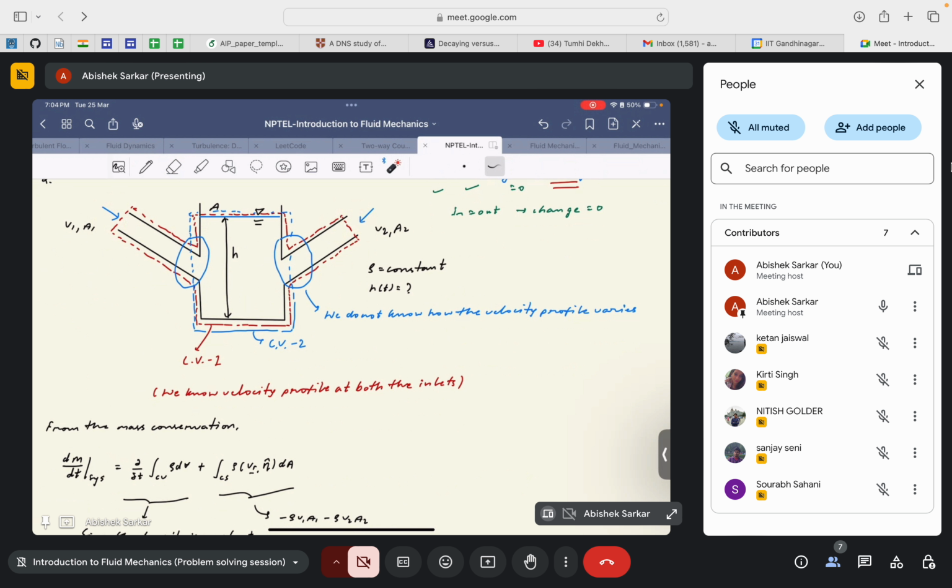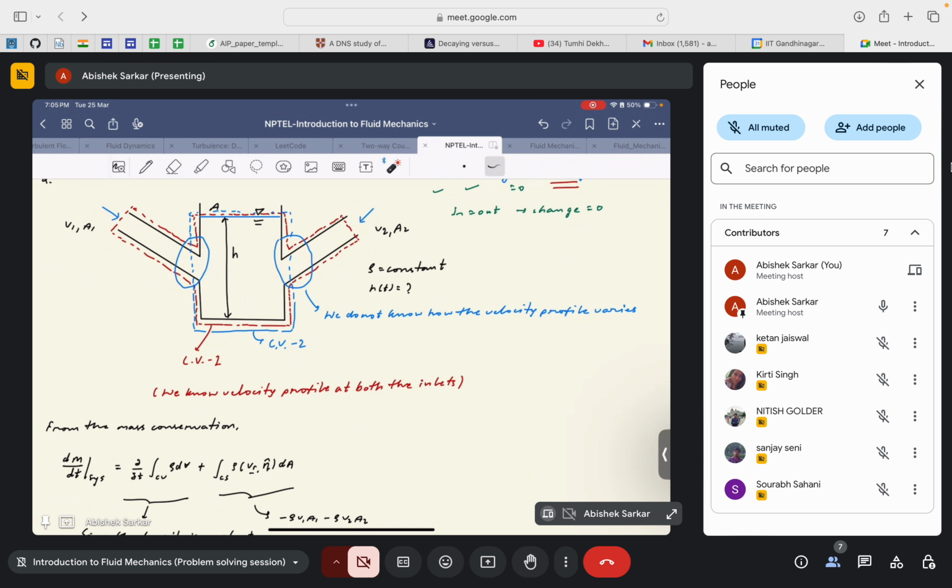For example, in this particular case, we know that velocity is constant in the inlets, equal to v1 and v2, but we do not know how the velocity varies at these elbows. It may not even be constant. If you consider viscous effects, it will form some special velocity profile, something like this, changing in a parabolic form. Since we do not know that, it's better to choose the control volume such that we know the velocity profile at the inlets or the outlets.